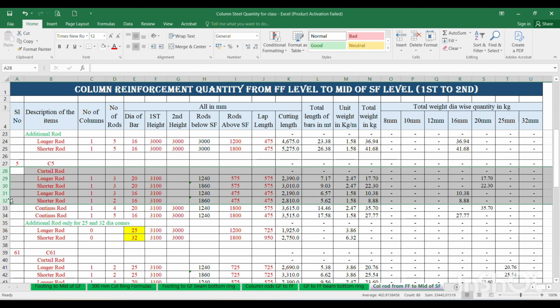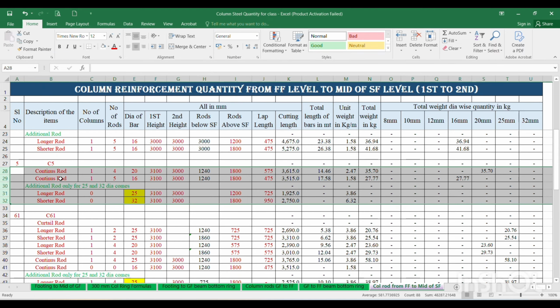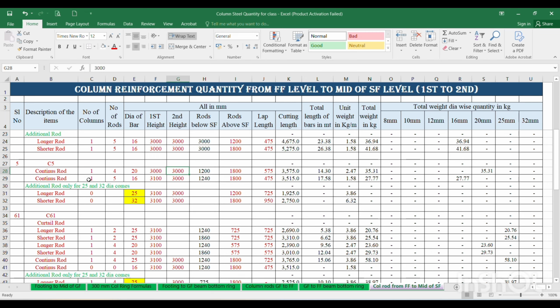Remove the curtail rods from C5, and for the continuous rod, number of columns is 1, number of rods is 4, dia of rod is 20, first floor height is 3 meter, second floor 3 meter, as usual rods below second floor, rods above second floor, and lap length.